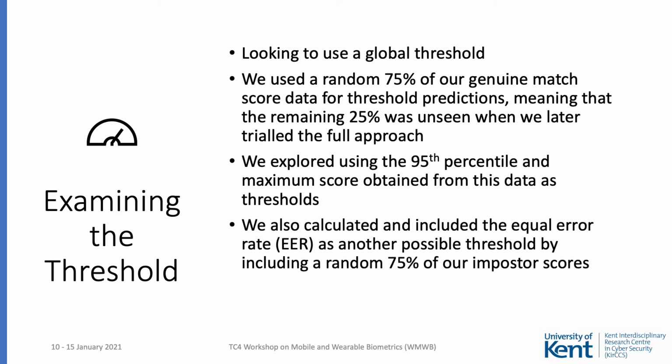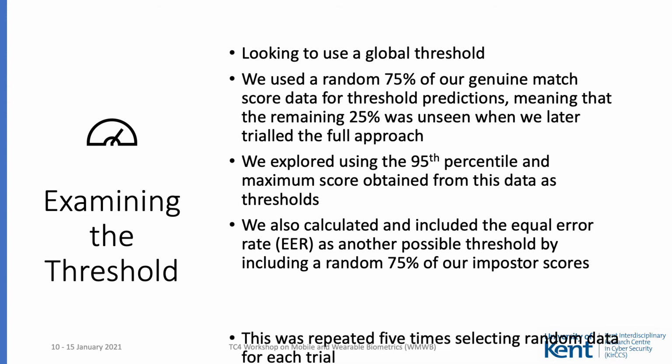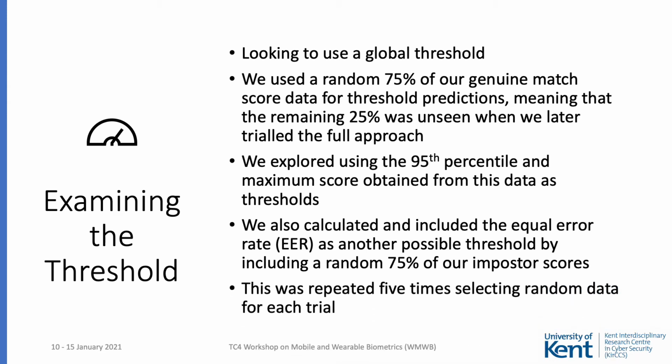We also calculated and included the equal error rate as another possible threshold by including a random 75% of our imposter scores. This was repeated 5 times, selecting random data for each trial and creating new threshold values, so as to avoid accidentally gaming the system in any way.